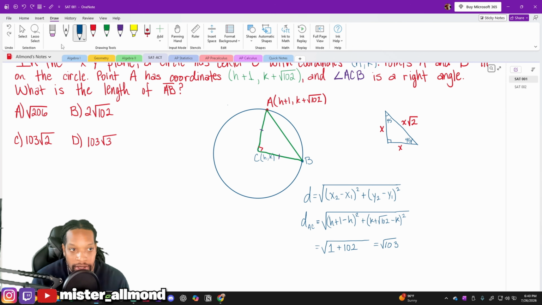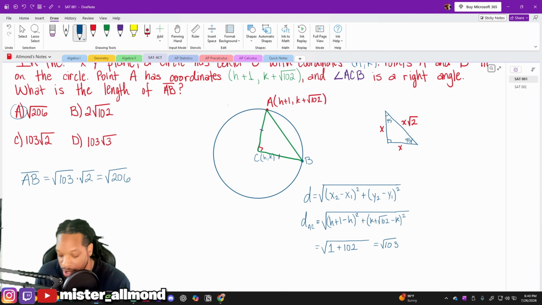And so obviously you can see that, but if I need to write it out, I'll say that AB is going to be equal to the square root of 103. According to special right triangles, we're going to multiply by root 2. And that is literally the square root of 206, which does correspond with answer choice A.